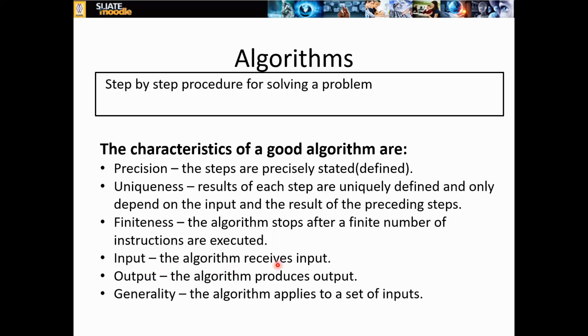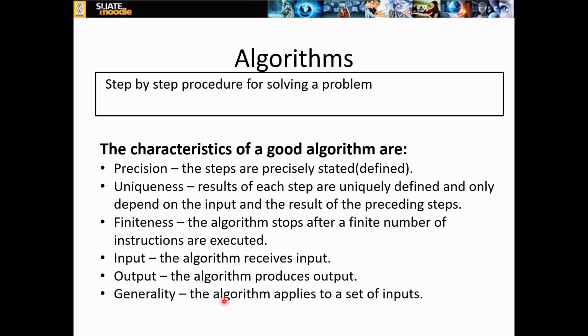Input: the algorithm receives input. You already know that when we were learning about flowcharts last week, we took input and also we produced output. Therefore, input and output mean that inputs are the data values that will be inserted into your algorithm, and outputs are the information you will get after executing the instructions given in your algorithm.